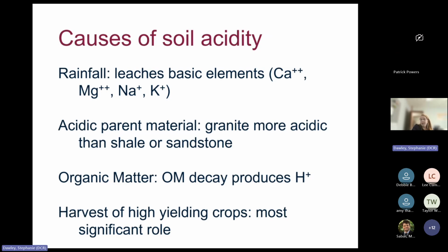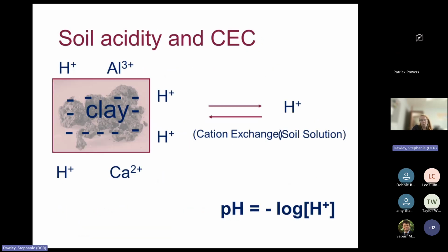What causes soil acidity? There's a whole bunch of different factors, just being in the type of clay that we are, but rainfall leaches basic elements: your calcium, your magnesium, your sodium, your potassium. Having acidic parent material, such as granite, is more acidic than shale or sandstone. Having lots of organic matter can decay and produce hydrogen ions. And harvesting high yielding crops can also take a lot off of the field. Not only are you taking away the nutrients, you could be taking away some of the higher pH as well.